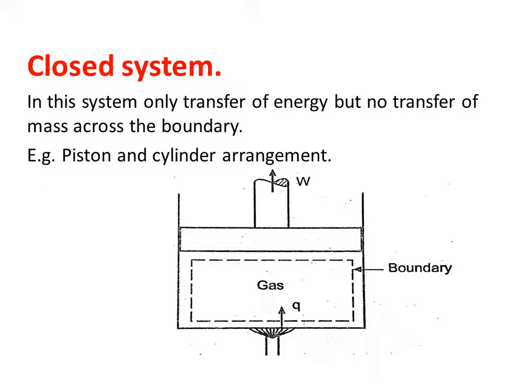Closed system. In this system, there is only transfer of energy but no transfer of mass across the boundary. Example, piston and cylinder arrangement. Let us see this example briefly. The closed system shown in the figure, in which gas is enclosed between piston and cylinder. The mass of the gas is constant within the system even though the gas may be compressed or expanded because it is closed from all sides. Thus, there is only transfer of energy taking place across the boundary of the system.